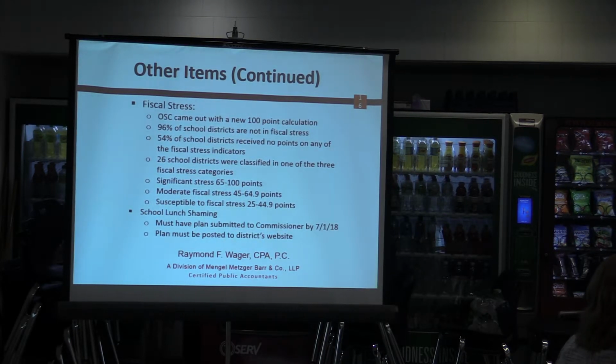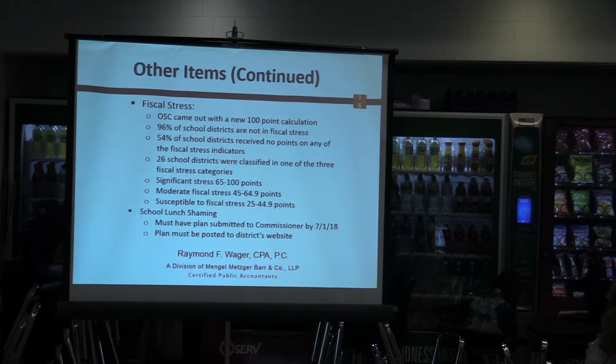Some of the other changes this year: there was a new fiscal stress calculation. I won't spend a lot of time on that. The state just changed the way they did their calculation. They do a good job with it. However, it really isn't forward-looking. It really is looking more at historical information. So you're probably going to know you're in fiscal stress way before the state tells you, through your budget process. But it is out there, and they will tell you if you're in fiscal stress, and the district isn't currently in fiscal stress.